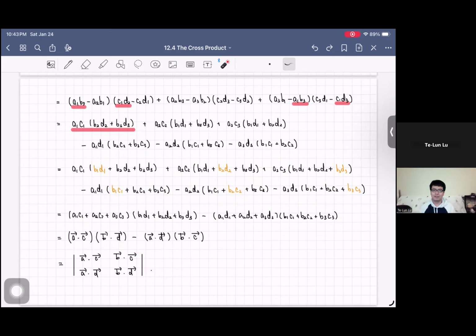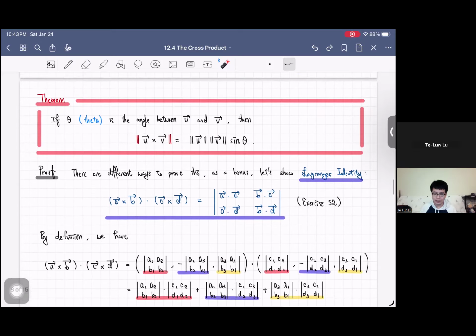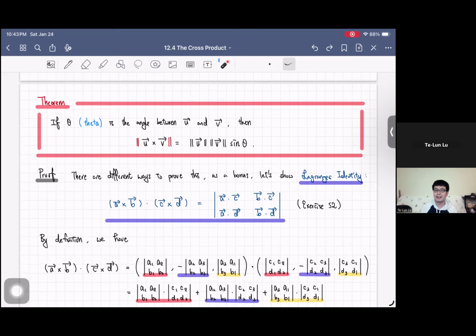Right. I know that's kind of complicated. It's a lot of algebraic stuff, but as I mentioned, the proof is not really important. I just want to present this because it's kind of interesting and provides a more straightforward way to explain what we are going to do next. So let us not forget what we want to prove is that the magnitude of u cross v is actually the length of u, the length of v, times sine theta, where theta is the angle between u and v.